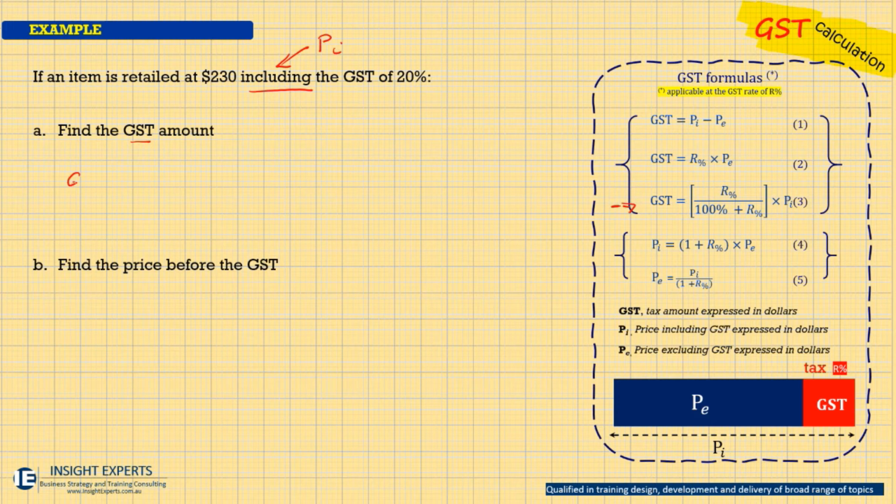So the GST amount, when the price after tax is given, is equal to the tax rate, 20%, over 120%, times $230, which is the price including GST, and that equals roughly $38.35 to the nearest 5 cents.